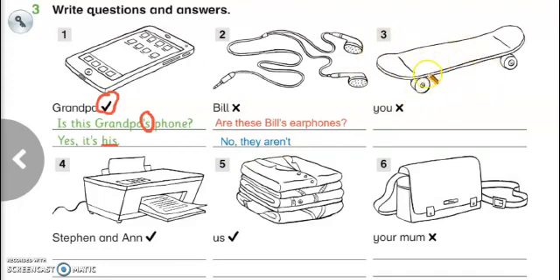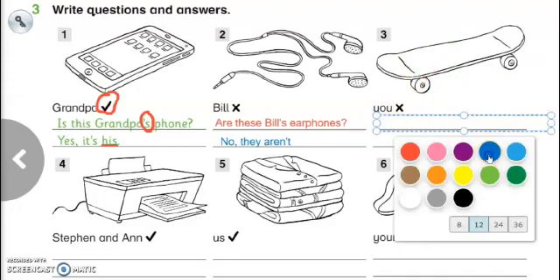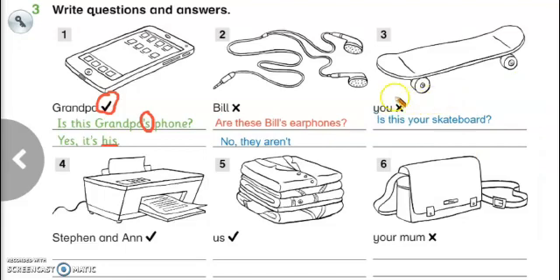Now move to number 3. What can you see in this picture? Yes, we can see a skateboard. And here you have to ask about you. Is this your skateboard? So this is the question. And we have a cross, so we have to answer with no. No, it isn't mine.